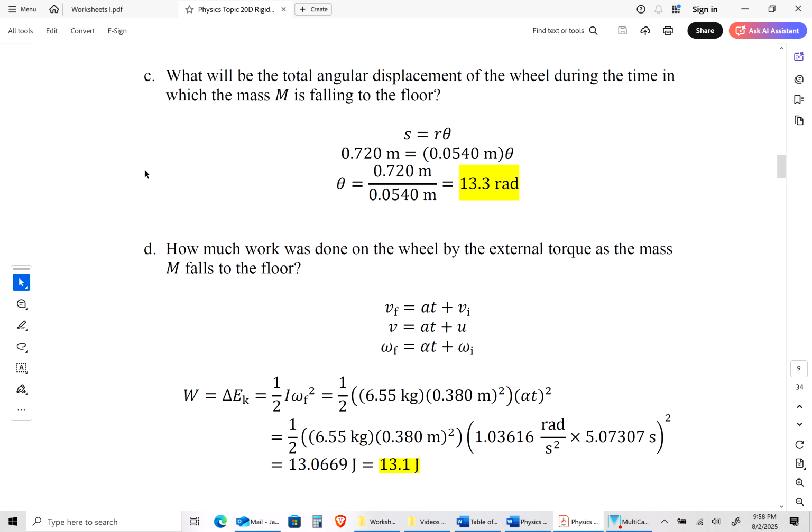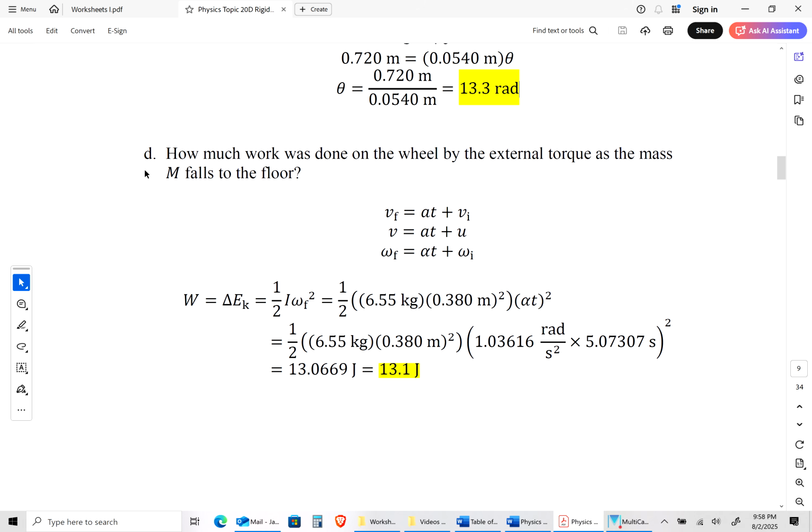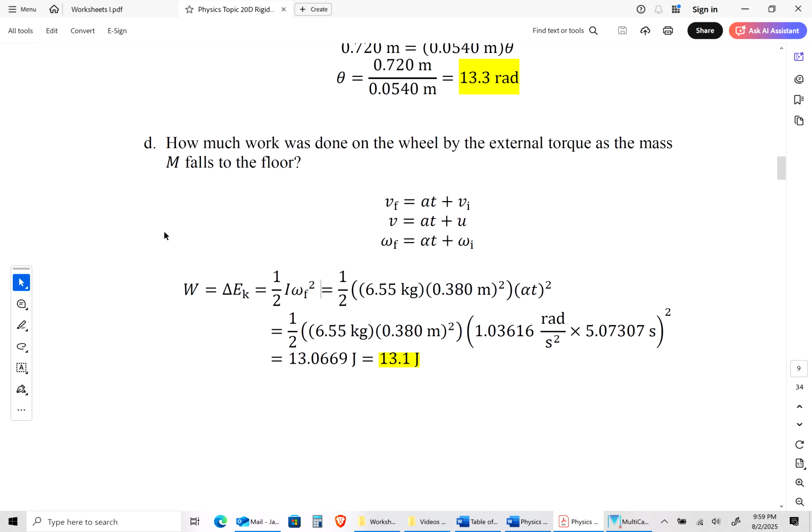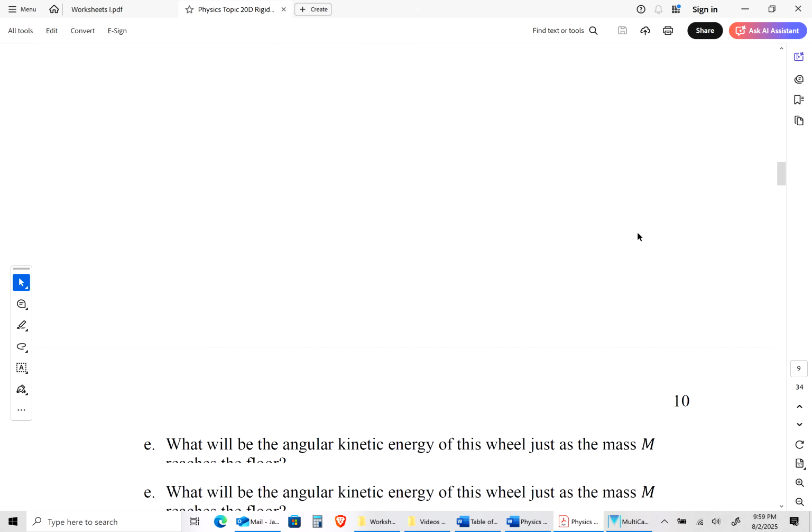Part D, how much work was done on the wheel by the external torque as the mass M falls to the floor? So this is the Suvat equation. We convert it to an angular motion equation. And we have 1/2 I omega final squared, because omega initial is 0. So we need this omega, so alpha t to be here.